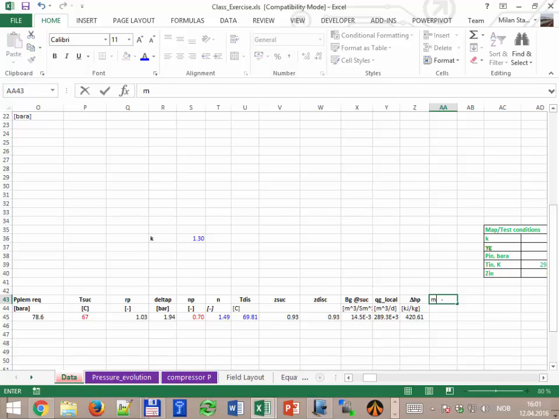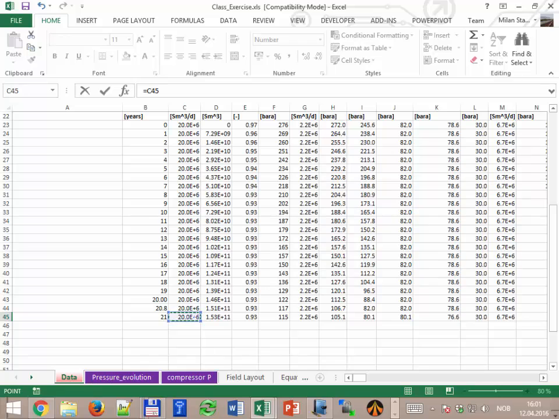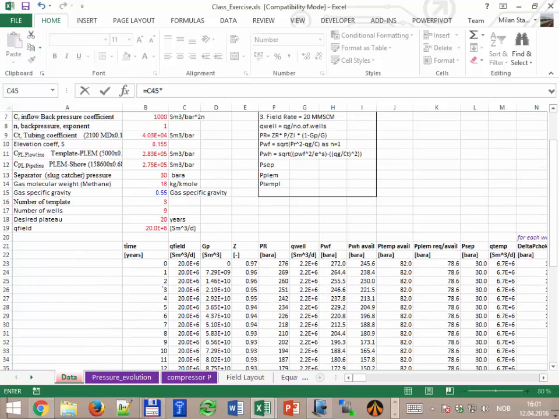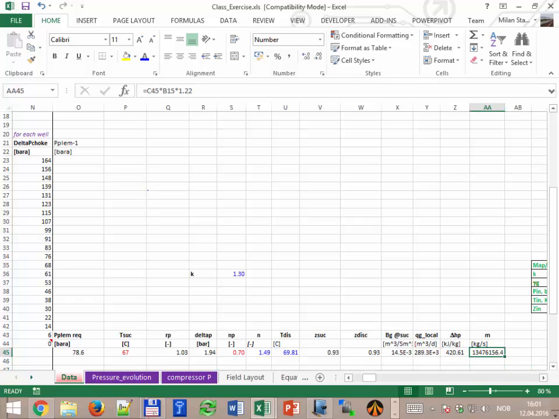So how do we calculate the mass flow? Okay, so we can use the standard conditions rate, right, times here times the density of the air at standard conditions, right? What is that? 1.22. Yeah, you have good memory. Okay, but these are not the units.